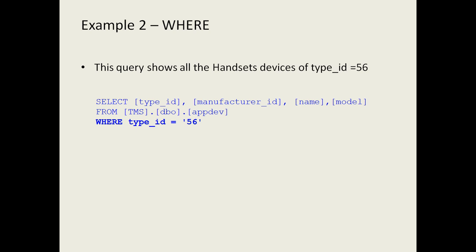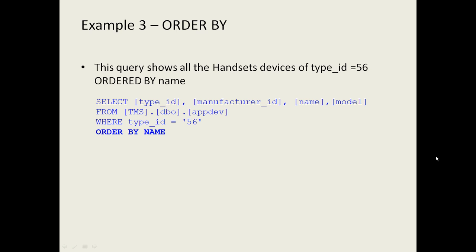So this query is simply saying, show me all the cell phones that are on the device database. Don't show me the Bluetooth ones, don't show me the USB cables, the memory stick, only 56, which is the handsets. Even more complicated, okay, show me all the handsets, show me the type ID, the manufacturer, and order them by name. So you will see Apple first, and then I don't know, Bose second, or whatever.